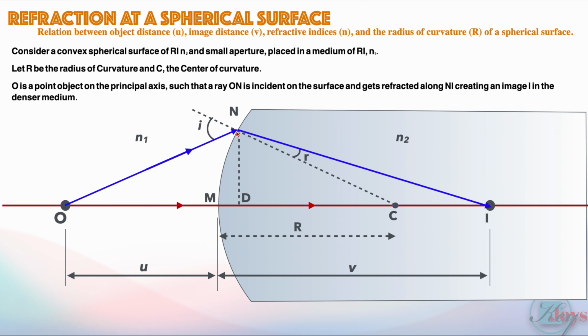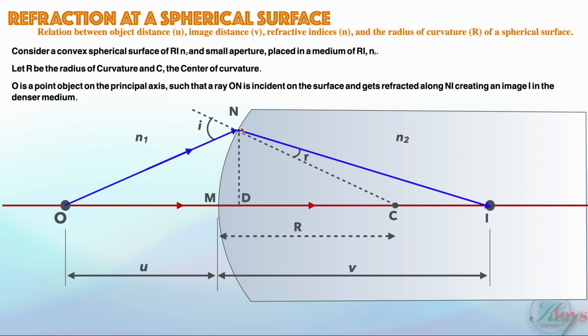If N is close to M, somewhere here, when you drop a normal, you can see that MD is so negligible that we can ignore it. So D and M are considered to be the same in all practical situations, assuming that the incident rays, the rays of light under consideration here, are paraxial rays, meaning close to the principal axis.